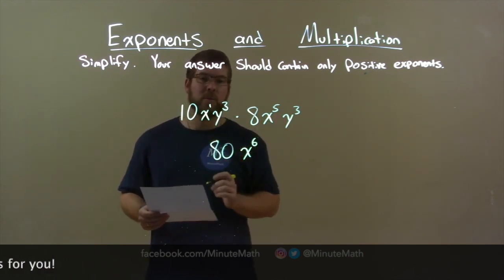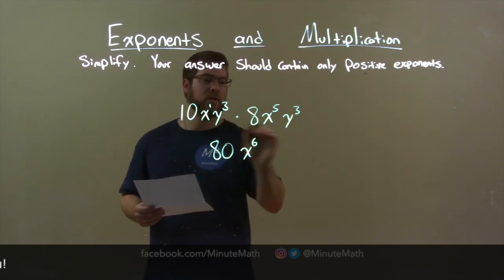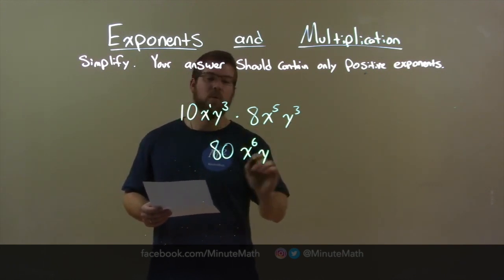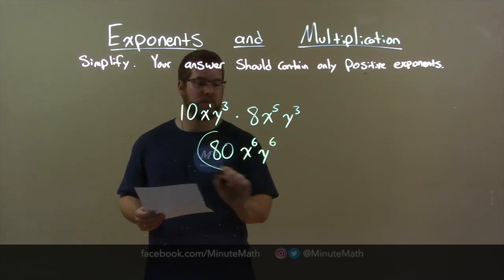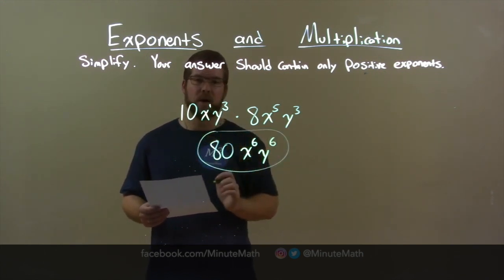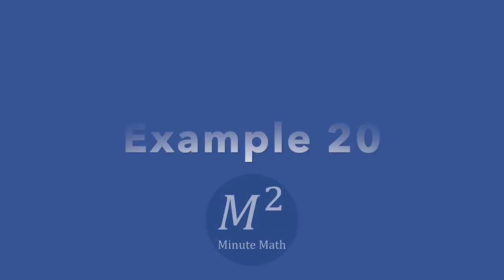Lastly, we see the variable y. Again, y to the third times y to the third. We add the exponents, and 3 plus 3 is 6, giving us our final answer, 80 x to the sixth power times y to the sixth power.